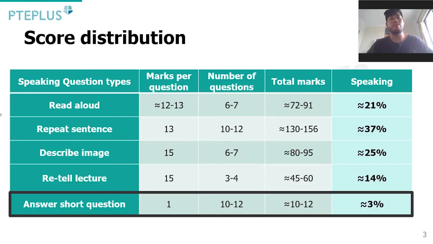In terms of score distribution, you can see here the answer short question only offers 1 mark per question, and there are a total of between 10 to 12 questions, meaning that we have a total of between 10 to 12 marks. Comparing this with the other speaking section tasks such as read aloud and repeat sentence, which are 91, 156, 95 for describe image, this only amounts to 3% of your total speaking score, making it not as important as perhaps the other sections of the speaking test.